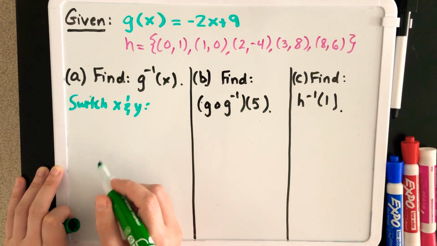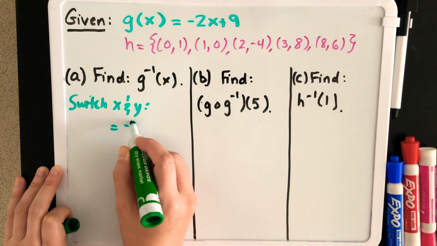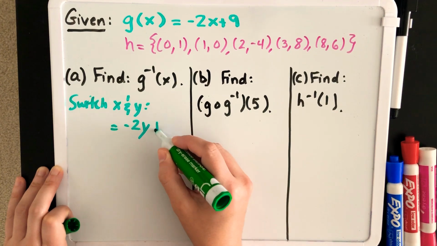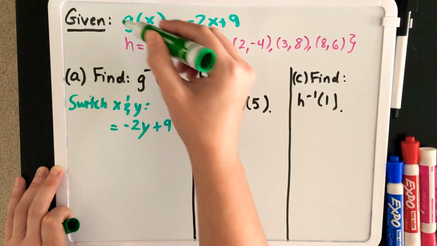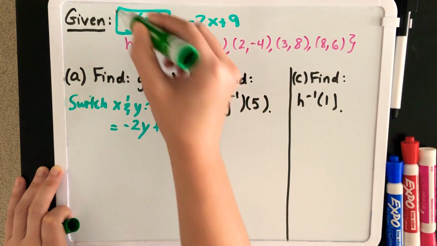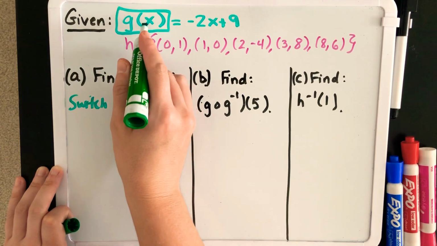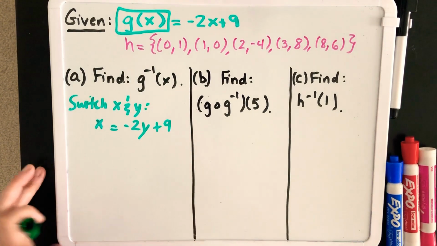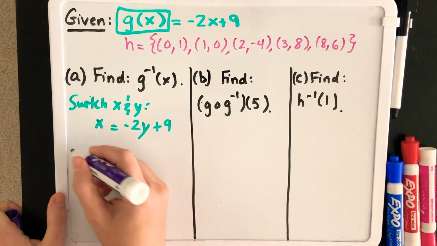If you switch x and y, let's see what we would end up with. The x right now is here, so I'm going to write negative 2y plus 9, so that's a switch. The y is g of x here. That's your output. So input was x, output was g of x. So now I'm going to make the output the input. So I'm switching the x and the y, switching the domain and the range. The second step in this process would be to solve for y.